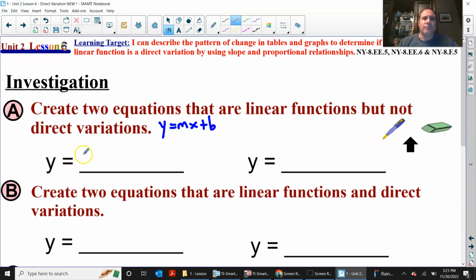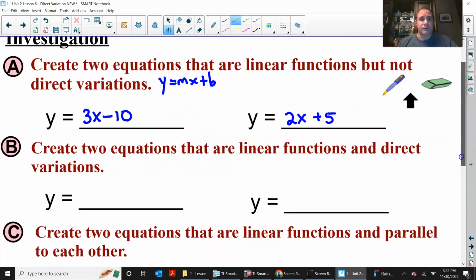So I'm just going to put y equals 3x minus 10. This is a line that has a slope of 3 and a y-intercept of negative 10. It does not cross through 0, 0. And then y equals 2x plus 5. This is a positive slope, goes up from left to right, has a slope of 2 and a y-intercept of 5. These are 2 linear functions, but they're not direct variations. They do not cross 0, 0.